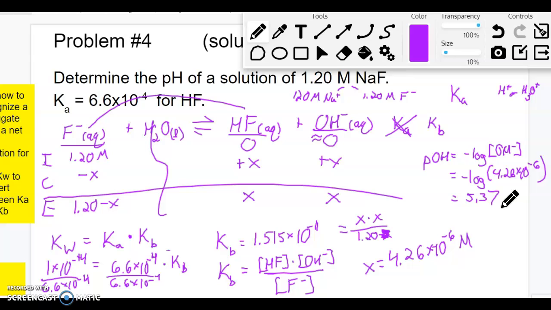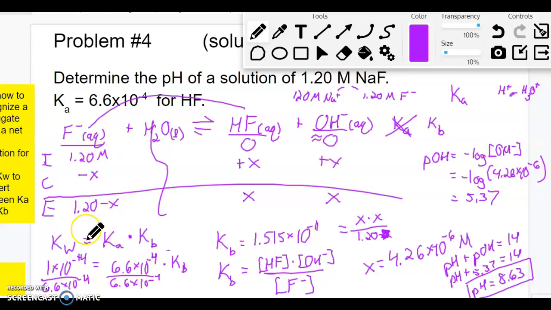And then, because I have my pOH, I can solve for pH. And pH plus pOH equals 14. So 5.37, I subtract that from 14 to figure out my pH. And here my pH comes out to be 8.63. Huzzah. And so yeah, hoofta, that was a lot.